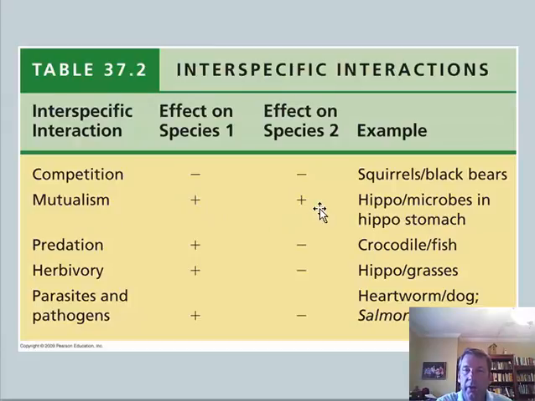But then we have these cases where we have mutualistic relationships. This is where one's benefited and the other is benefited. That would be like the bacteria that live in the gut of the hippo. They help to break down that plant material that it feeds off of. We have bacteria in our gut as well. And so they benefit by living close to each other, plus plus. That's called a mutualistic relationship.